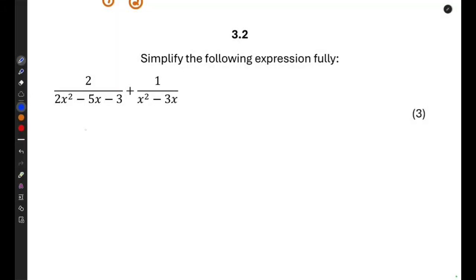Question 3.2. So don't get a fright. You are going to get algebraic fractions, and sometimes it's easy, sometimes it's complicated, but you just follow the steps. So step 1. Factorize each denominator. So I can look at the first one, and that looks a lot like a trinomial. Okay, guys, so you can do any method that you like.